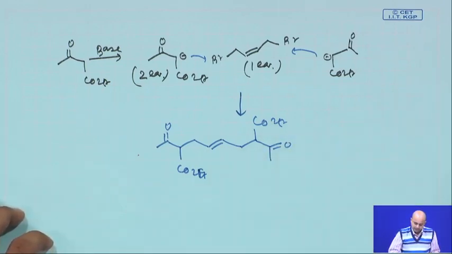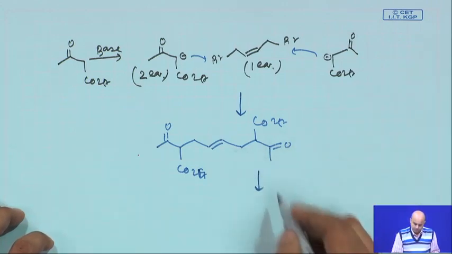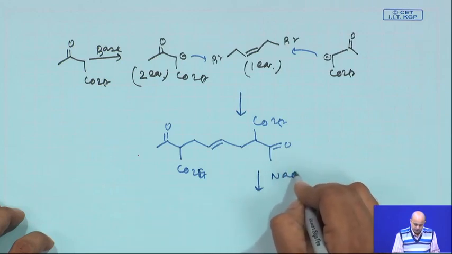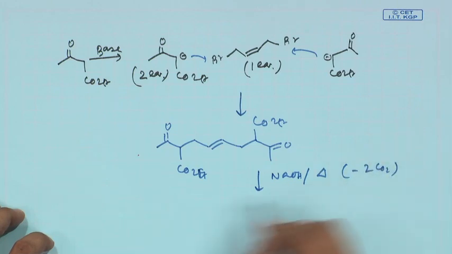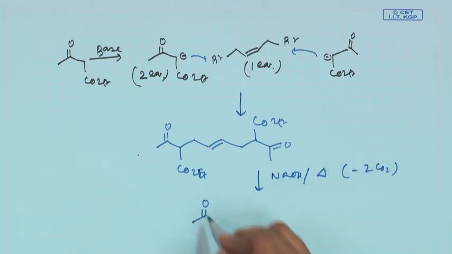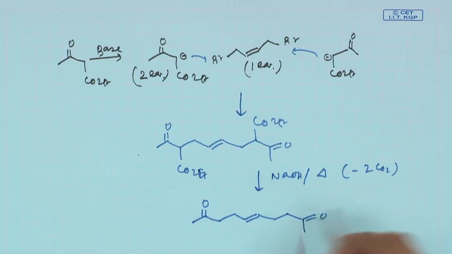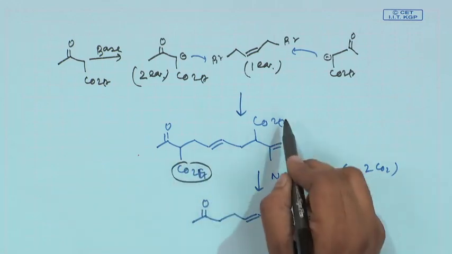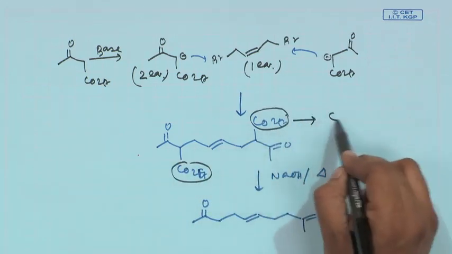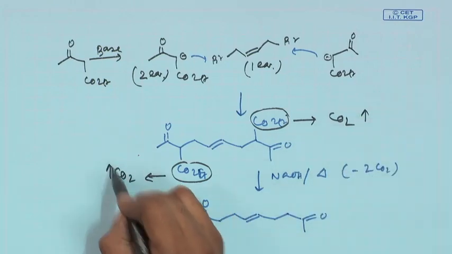Now, here I said okay, you first do this decarboxylation here, you just do the basic hydrolysis and heat it. So, 2 equivalents of carbon dioxide will be released and then will give you this product. So, here these things will be hydrolyzed, will give you carbon dioxide gas.